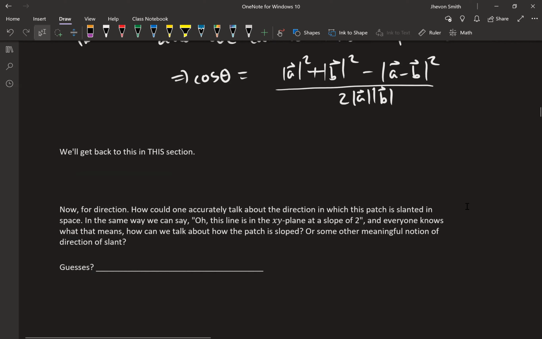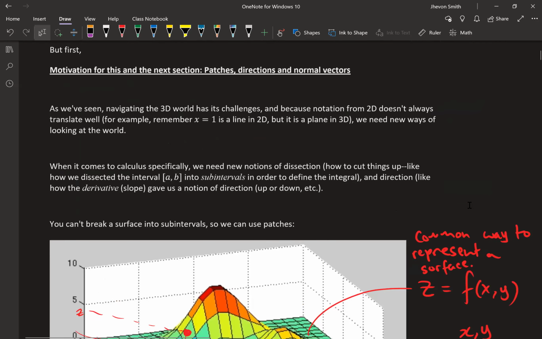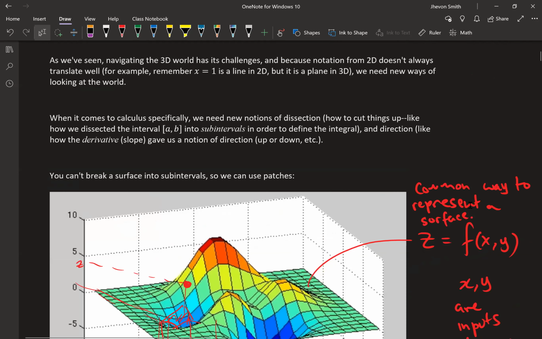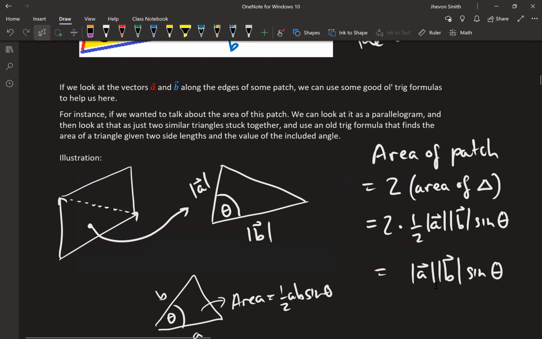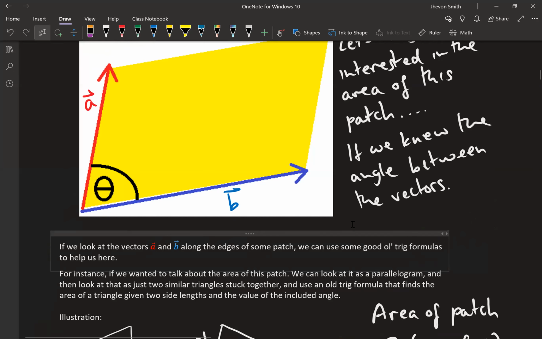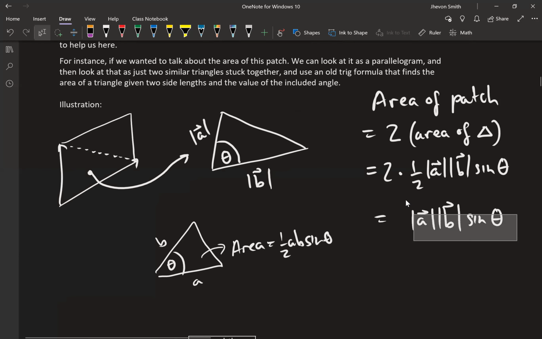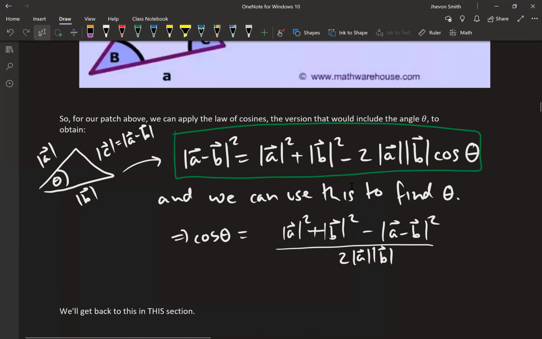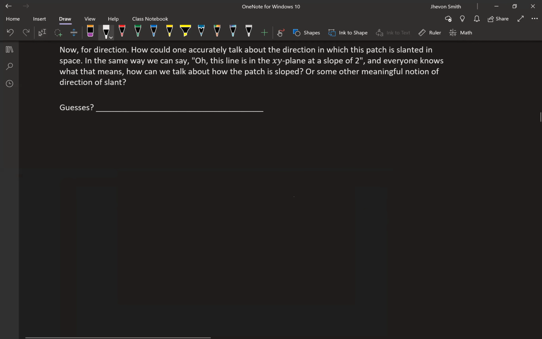Okay, all right. Now let's talk about direction. We saw that areas of patches are important to be able to figure out. I can find the area using this little known trick from algebra class or geometry class back in high school. I can find the angle, because to find the area, I'll need to know how to talk about the angles. I can find the angles using the law of cosines, which we did here. Now let's talk about directions. Directions are going to be very important as well. So let's say I'm in 3 space.